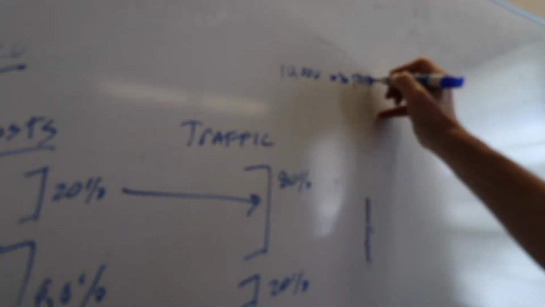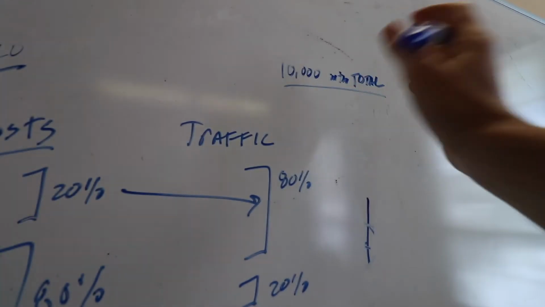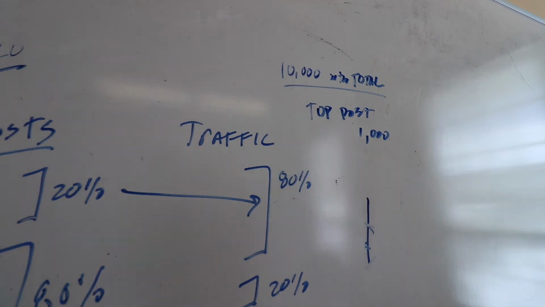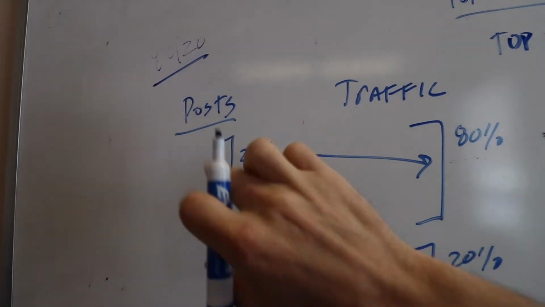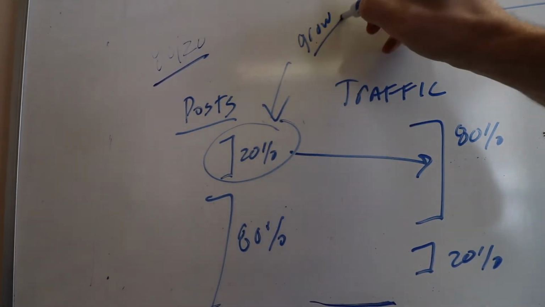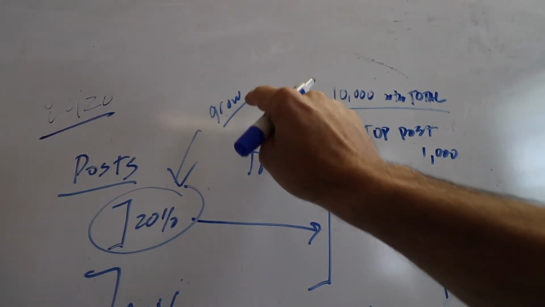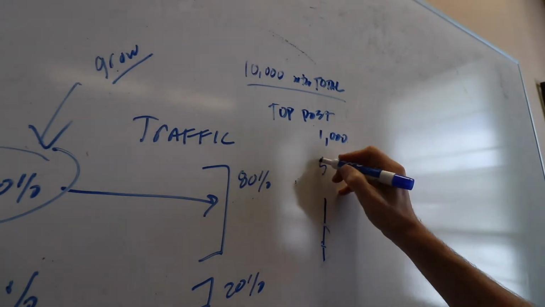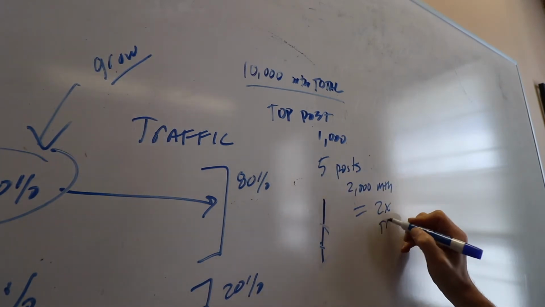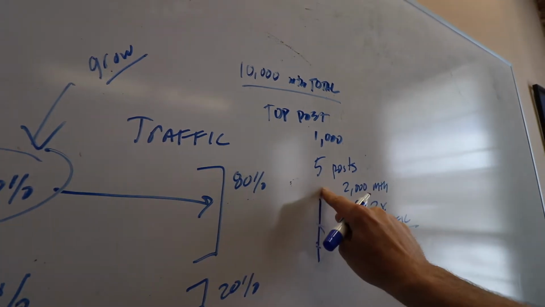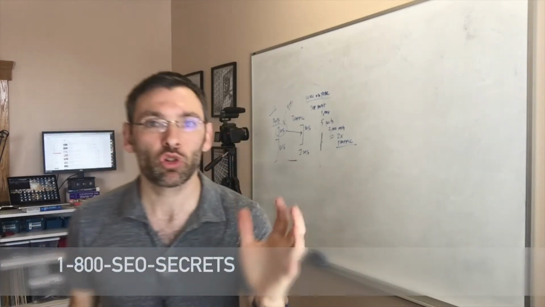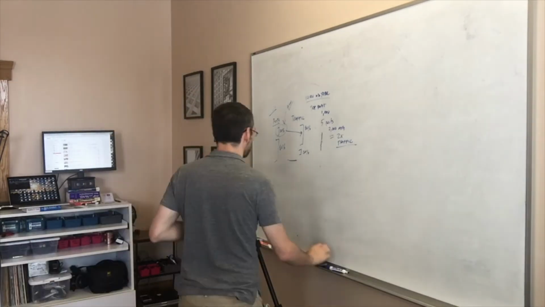Let's say your blog is getting 10,000 visits a month total. Your top post is getting 1,000 visits a month. Well, if you take advantage of this 80-20 principle and try to grow this 20%, that's your whole goal, is to grow the top 20%. If you add 5 posts that get 2,000 visits a month, now you've doubled your traffic with only 5 blog posts. That's right, you can double your traffic with only 5 blog posts.